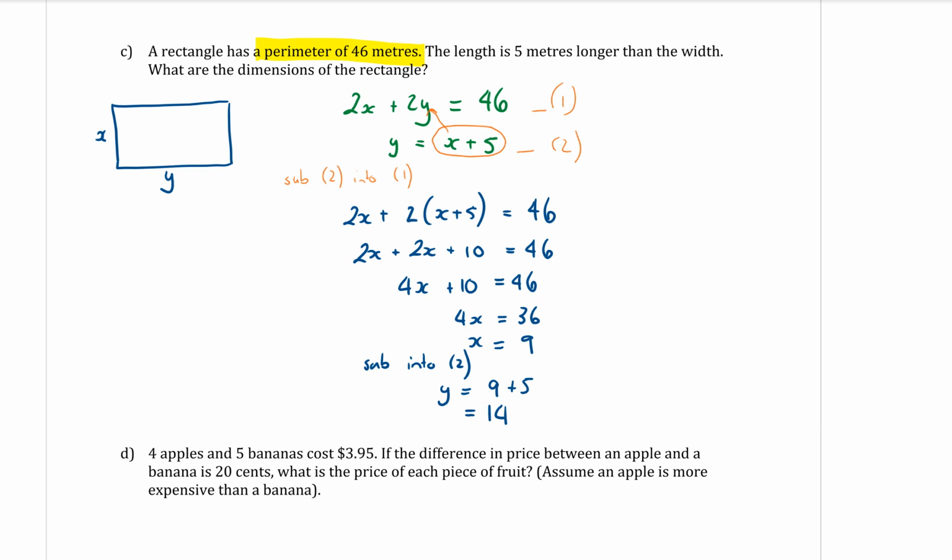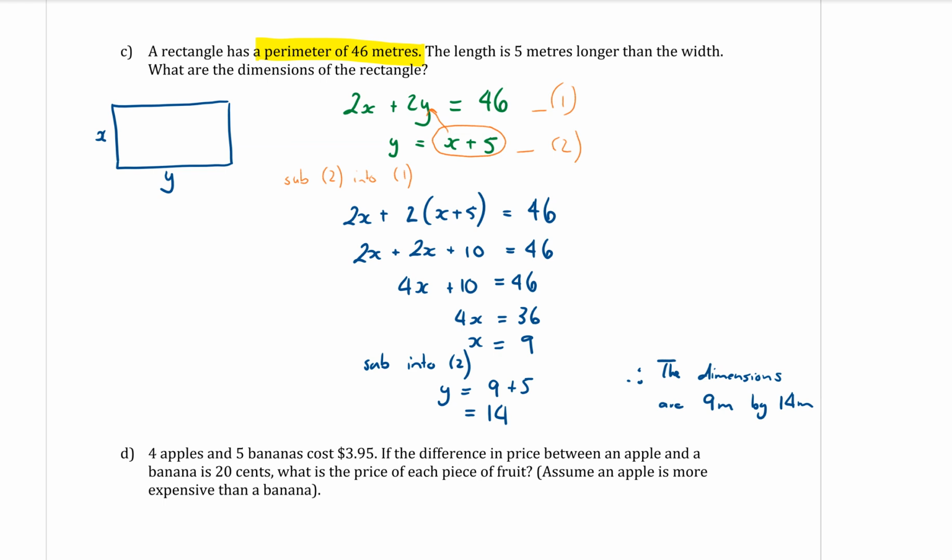So over here we need to say, therefore, the dimensions are 9 meters, because remember it was given a unit in the question, by 14 meters. You can read your question again. So when it says, what are the dimensions of the rectangle, you make sure you've answered it. The dimensions of the rectangle are 9 meters by 14 meters. Okay?